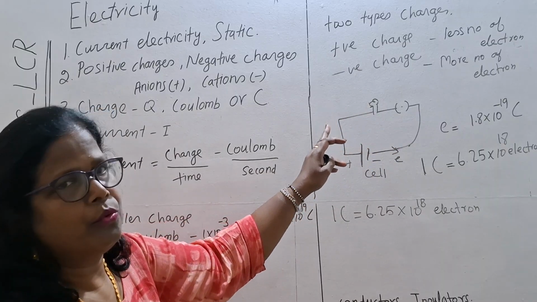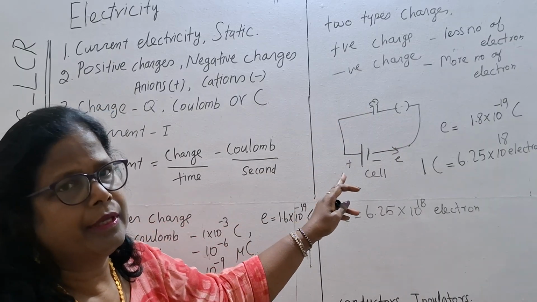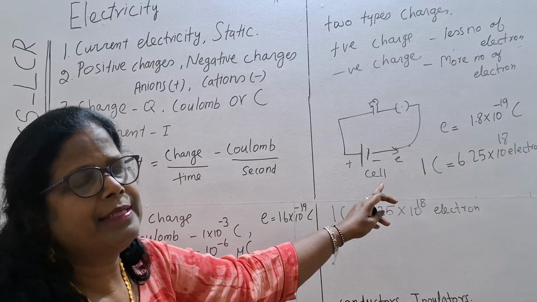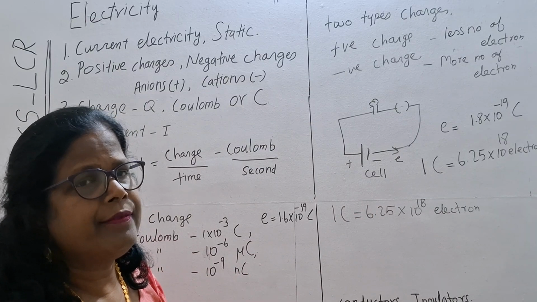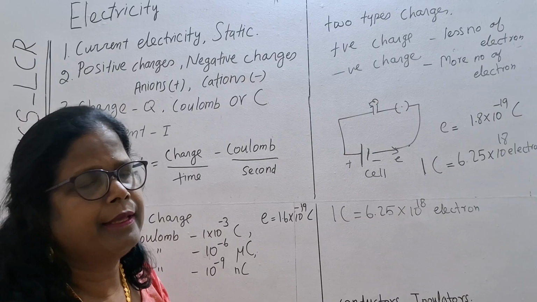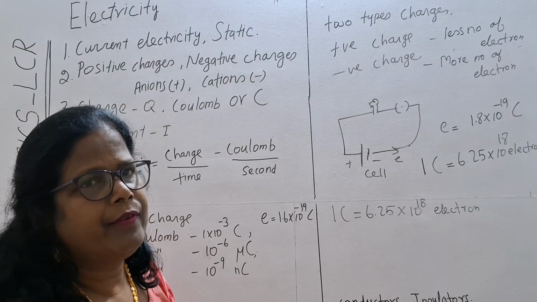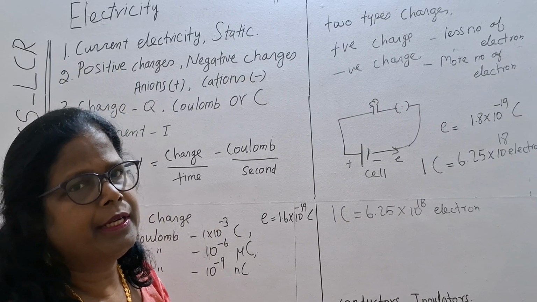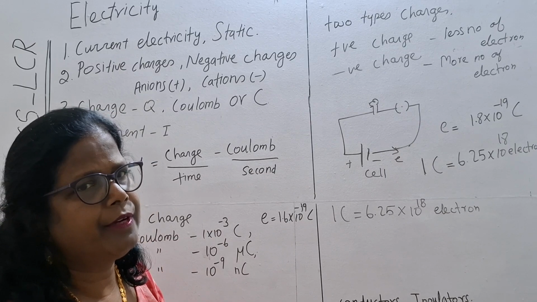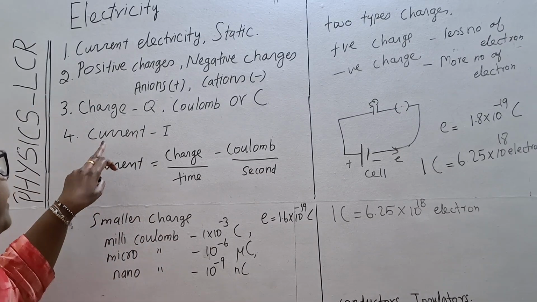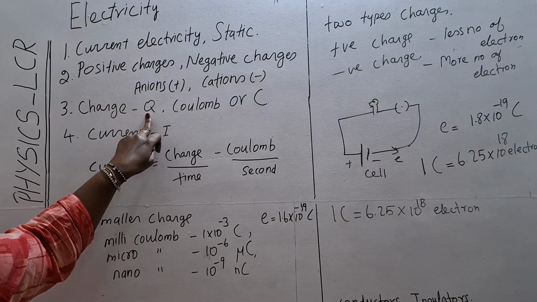Charges actually flow; electrons are what flow. These are free electrons. All metals have free electrons, but the number of free electrons is different for different metals. That is what we call charge, denoted by capital Q.